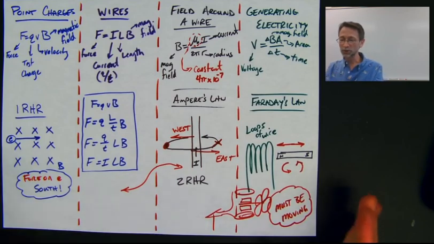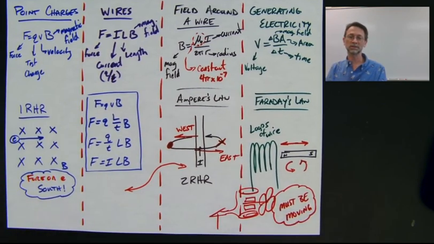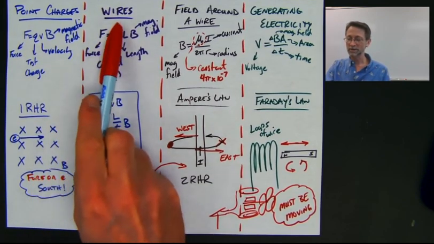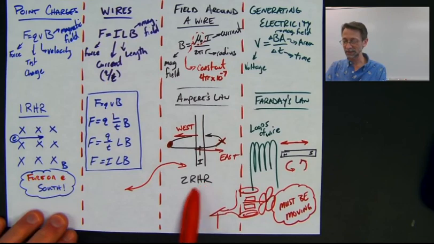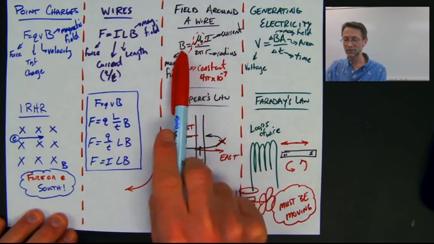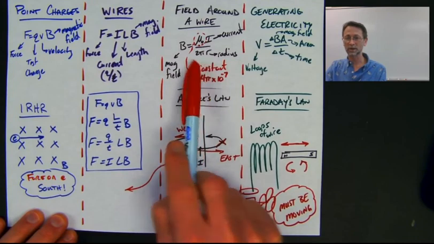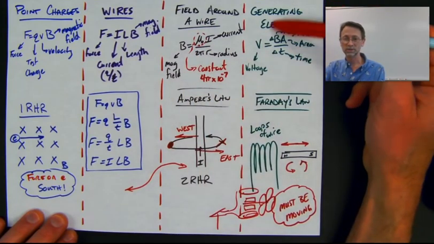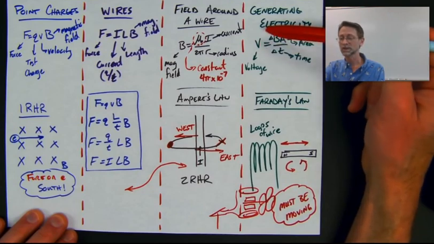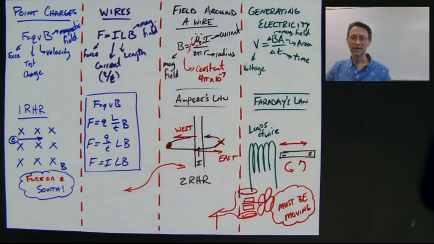So as a whole, this is what we've covered in the chapter. I hope this gives you a good review. We have point charges, QvB, and the direction will be the first right-hand rule. We have wires, ILB, where you can use the second right-hand rule to find directions, or you can use Ampere's law, mu naught I over 2 pi r. And then we have Faraday's law: when the magnetic field changes across the loops, we induce a voltage.